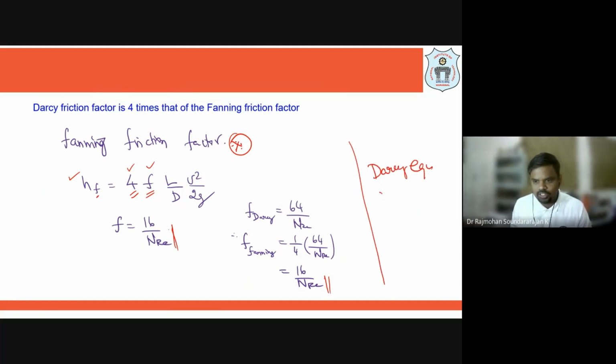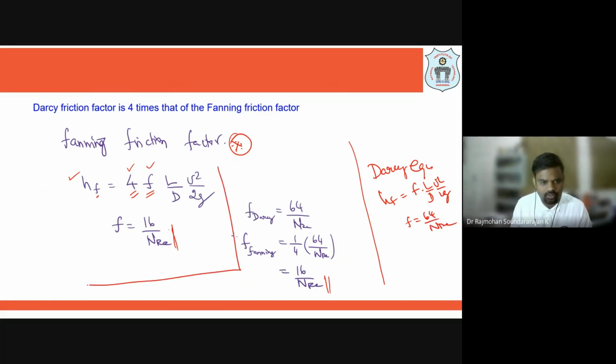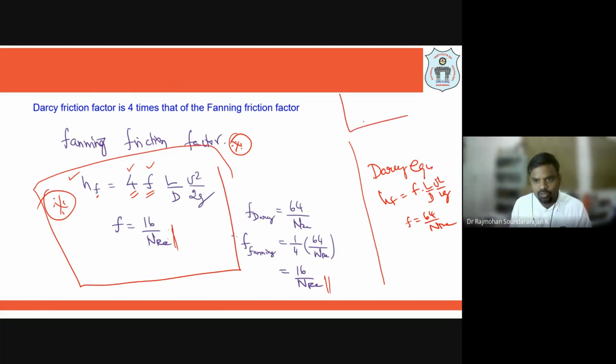If you don't want to use the Fanning friction factor, you have to use the Darcy equation. The Darcy equation is HF equal to F L by D V square by 2G, so your F equal to 64 by NRE. Whereas what I suggest you to use is this formula to find the friction factor always: HF equal to 4FL by D V square by 2G, where F equal to 16 by NRE, which means that when you plot Reynolds number versus friction factor, you are going to get a slope like this. Okay, we will see that one.